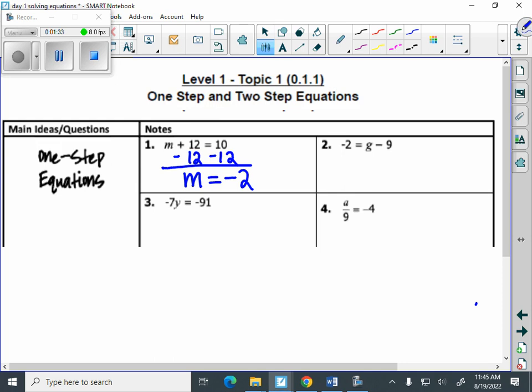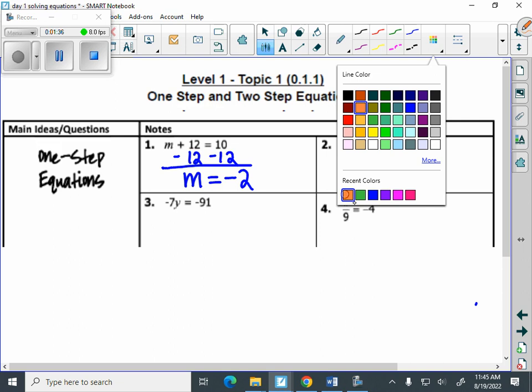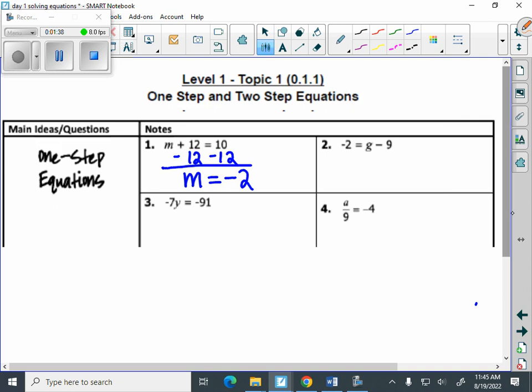If we look at example number 2, it's the same kind of idea, but in this case we want to get the letter G by itself. So we're going to add 9 here, and we're going to add 9 here. Negative 2 plus 9 is 7, equals G.